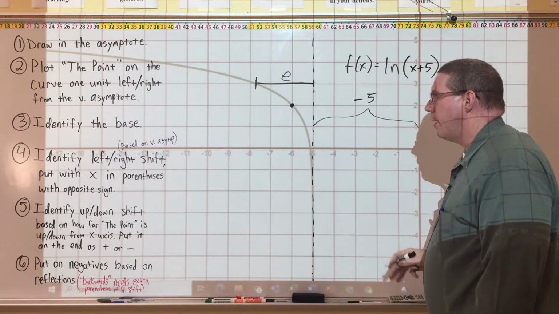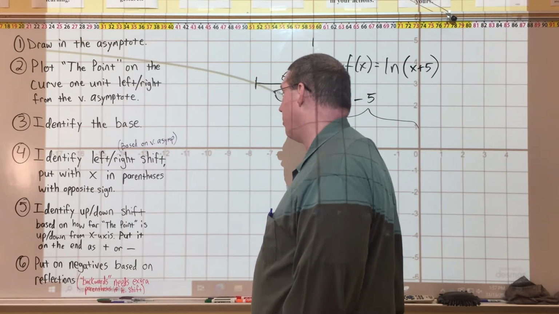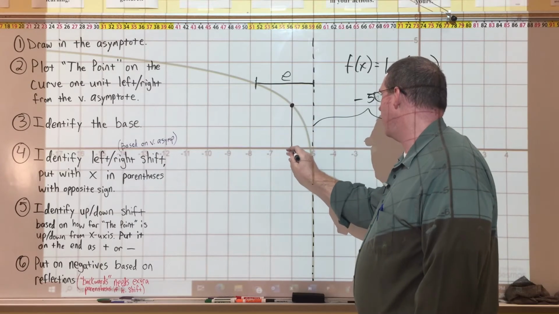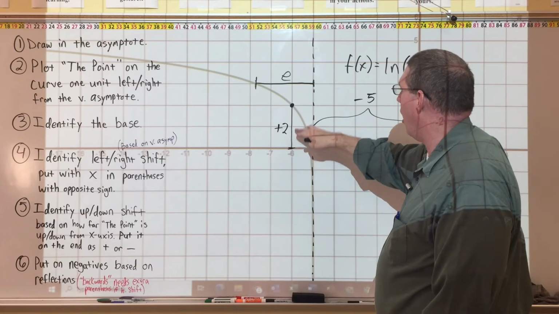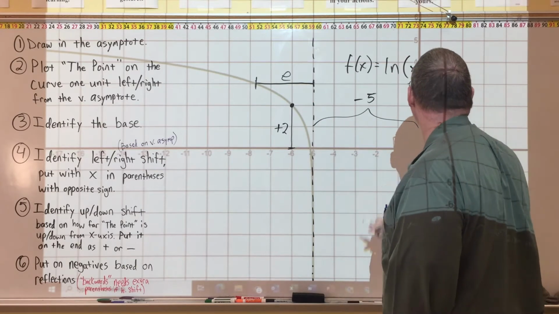Right? Okay. Good. Now it says identify the up or down shift based on how far the point is up or down from the x-axis. Well, here's the point. Here's the x-axis. This distance right here, right? That's a plus 2. So the point is up 2 units. That's a plus 2 shift. So we're going to put a plus 2 on the end.